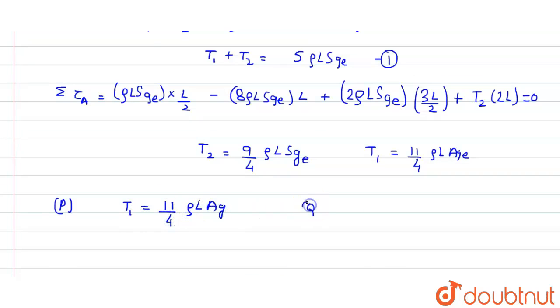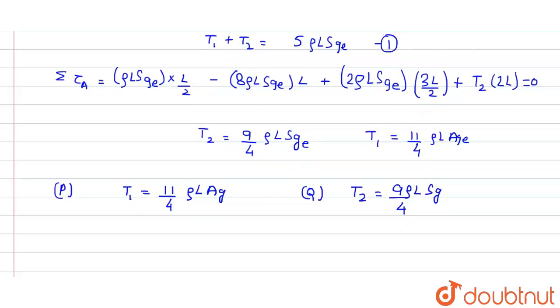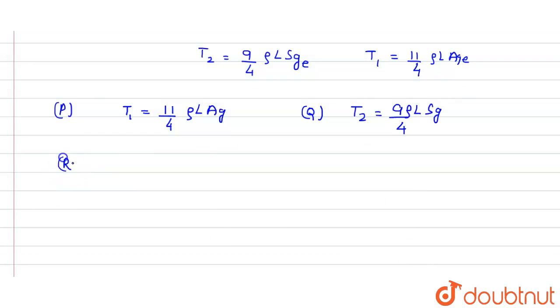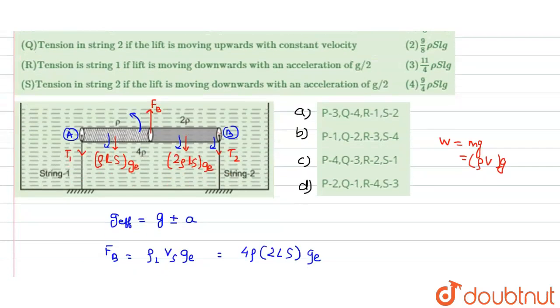Now in option Q, for constant velocity, the acceleration would be 0. So our T2 would be equal to 9 rho L S G divided by 4. Now in options R and S, it is given that the lift is moving downward with an acceleration G divided by 2, where G is the acceleration due to gravity. If the lift is moving downward, the pseudo force would be acting upward, equal to G divided by 2.